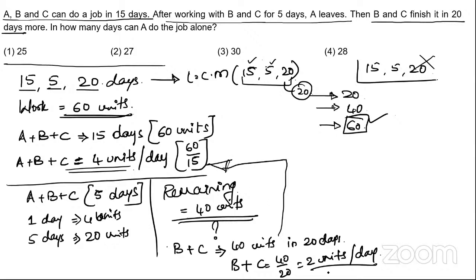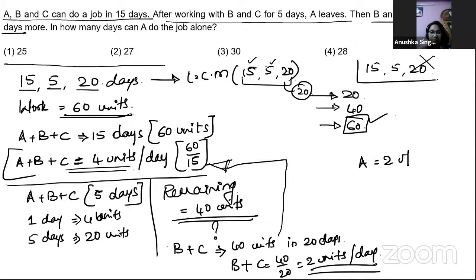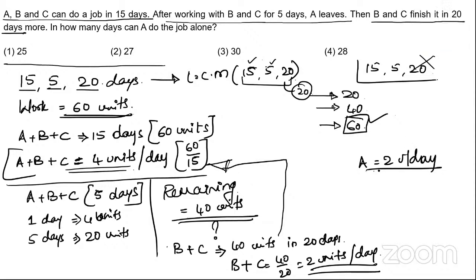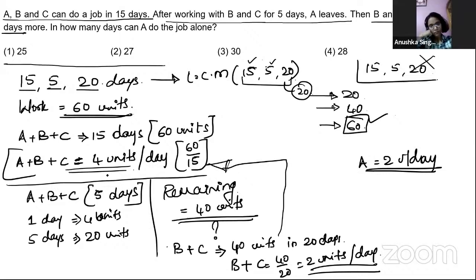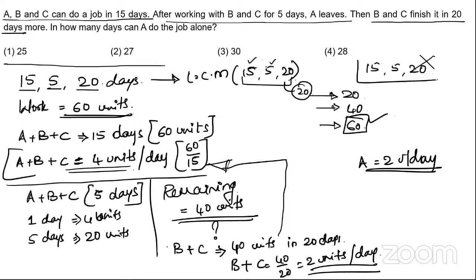If B and C is doing 2 units in one day, and if ABC is doing 4 units in one day, how much is A doing in one day? 2 units. I hope you guys are clear. I'm repeating. B and C, who does the remaining 40 units in 20 days, means that they do 2 units in one day. But we know that ABC together does 4 units in one day. So if B and C is doing 2, who is doing the remaining 2? A has to do. So A is doing 2 units in one day.